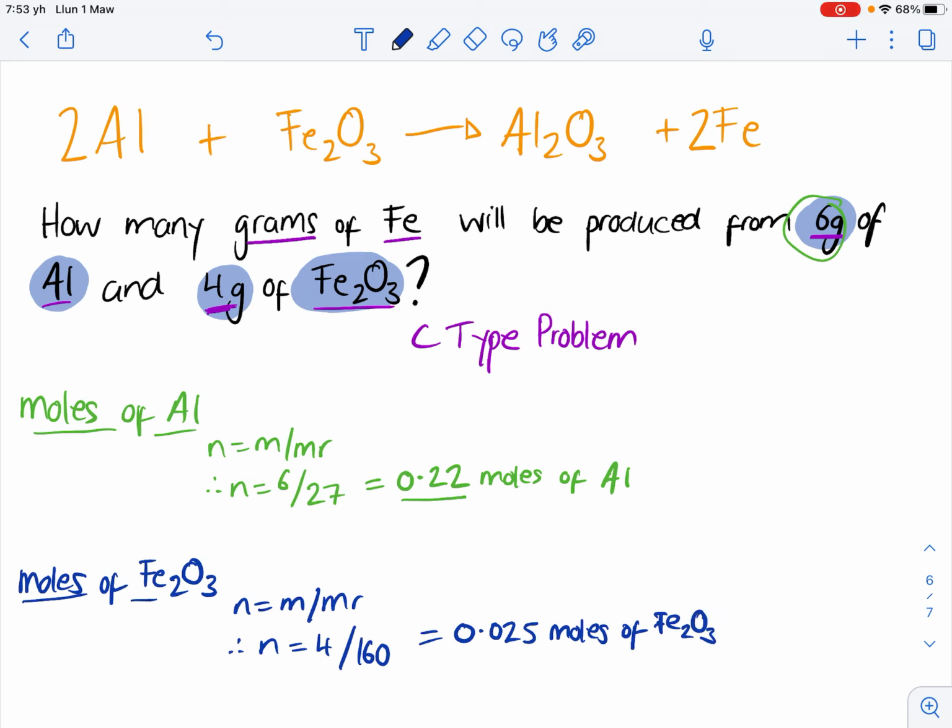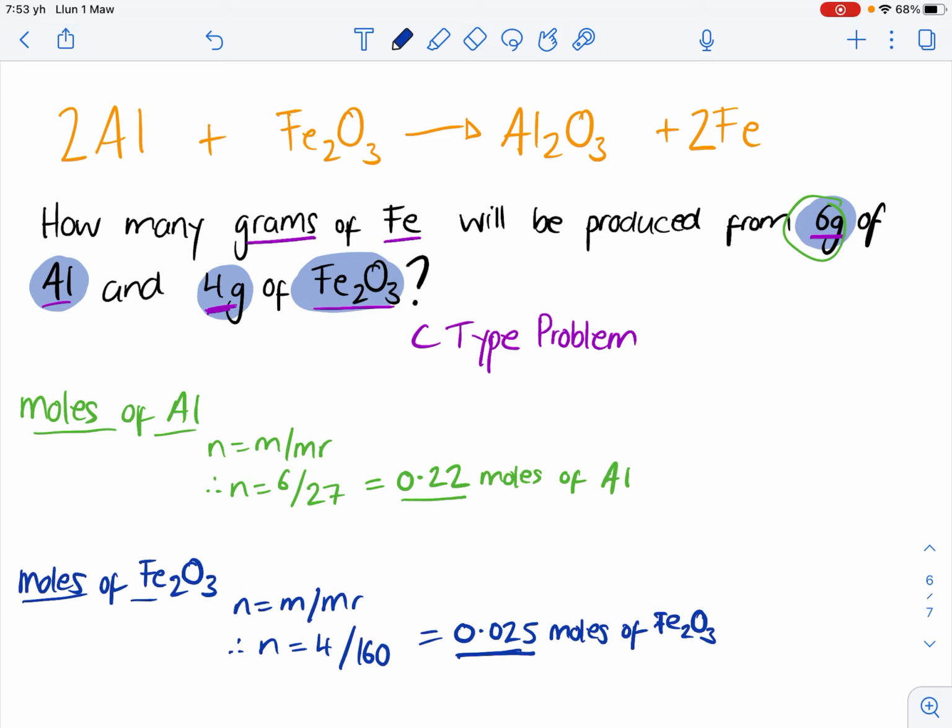Okay, now at this point, I still don't know if I should be using this value as my number of moles to work out the moles of iron, or if I should be using the moles of aluminium. I've worked out 2 moles, but I don't know which one to use. And as you can see, you're going to get a very, very different answer depending on which one you use. So this is where we have to figure out, okay, what is the limiting reagent?